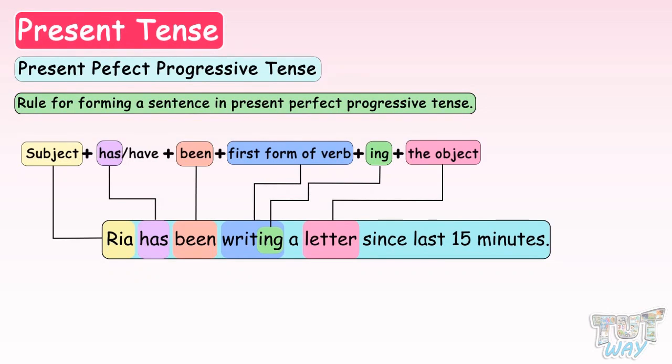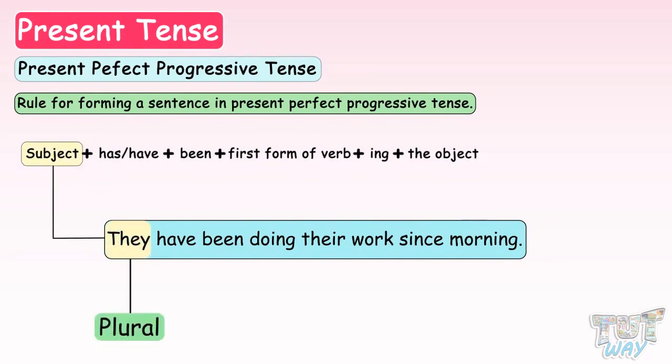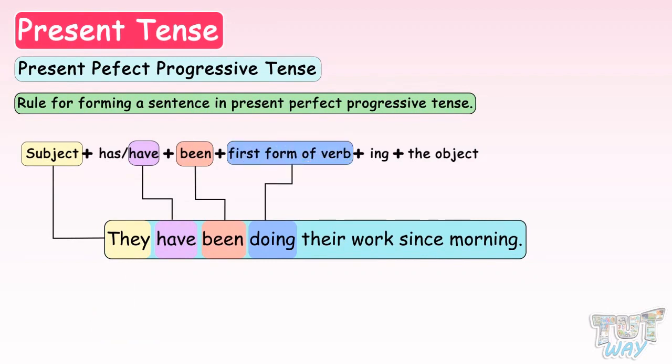Here we have another example. They have been doing their work since morning. Here, the subject is they, which is plural. So, we have used the helping verb have along with been, and the verb is doing, which is showing continuous action, and it is the first form of the verb do along with ing, and work is the object in this sentence. And this sentence means that they started their work in the past and are still continuing to do that. So, it is present perfect continuous tense.